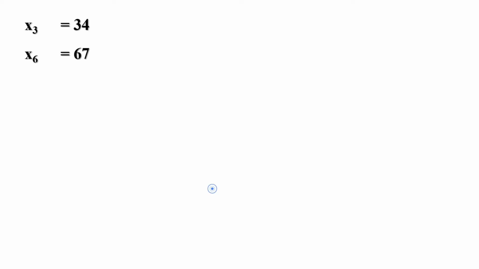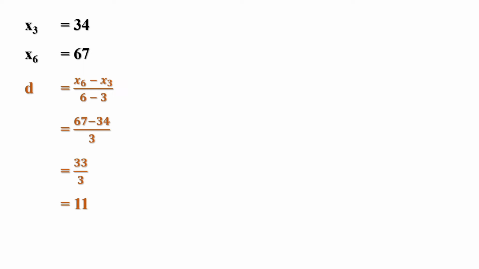We know common difference is term difference by position difference. That is 6th term minus 3rd term by 6 minus 3. Here 6th term is 67 and 3rd term is 34. So 67 minus 34 by 3. That is 33 by 3 or 11. So 11 is the common difference.